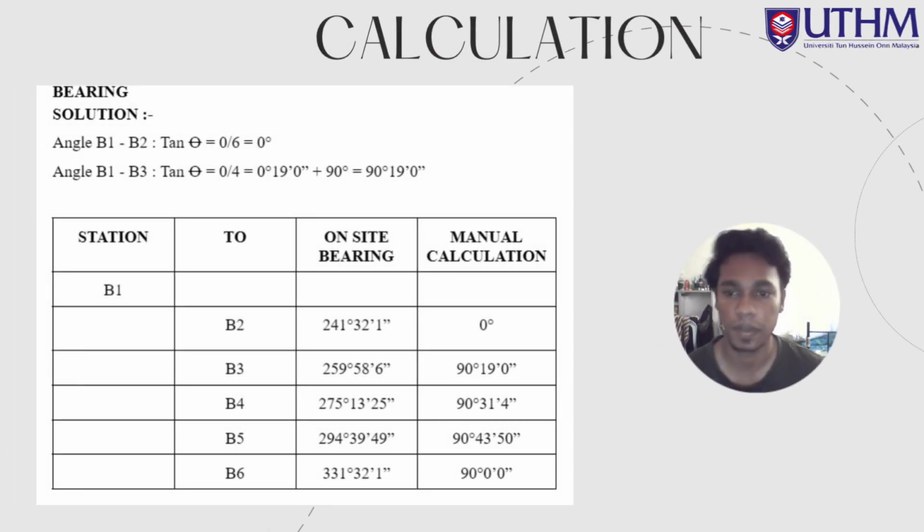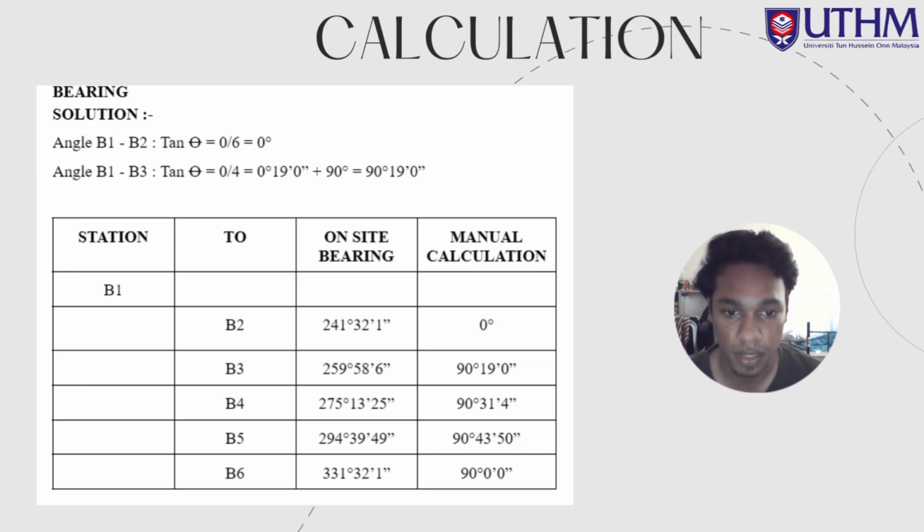Following up with the bearing calculation, we have the solutions as shown in this table. To obtain the on-site bearing, we have to use the tan angle formula. From station B1 to B2, our on-site bearing was 241 degrees, 32 minutes, and 1 second. Our manual calculation resulted in 0 because it is a horizontal line. Following up to B1 to B3, our on-site bearing was 259 degrees, 58 minutes, and 6 seconds.